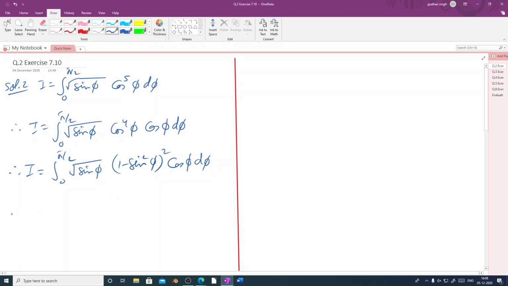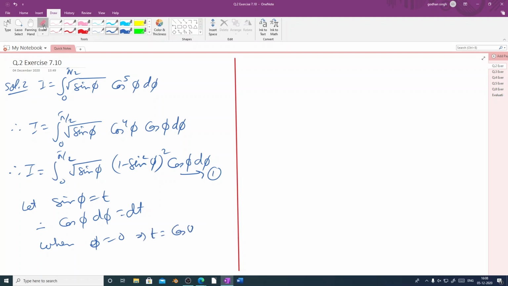So now let us do the substitution. Let sine phi equal t, and let us call this 1. Therefore we have cos phi d phi equal to dt. Also, the limits are in terms of phi, so we'll convert them in terms of t. When phi equals 0, t equals sine 0, and that is 0.